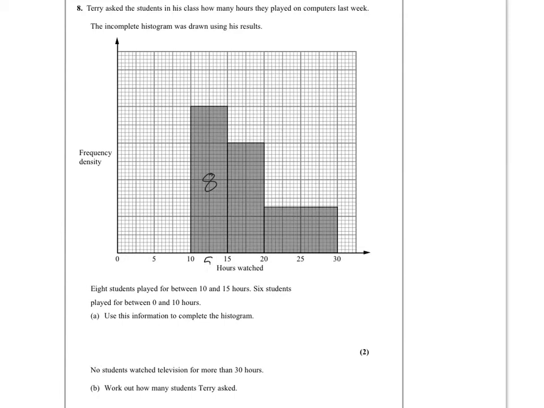Well, we know the width of that is 5. So 5 times something equals 8. And times the frequency density, or the height, equals 8. So the frequency density is 8 over 5, which is 1.6. So we know that is 1.6, which means that's got to be 0.8, which means that's 0.4, which means that's 1.2.